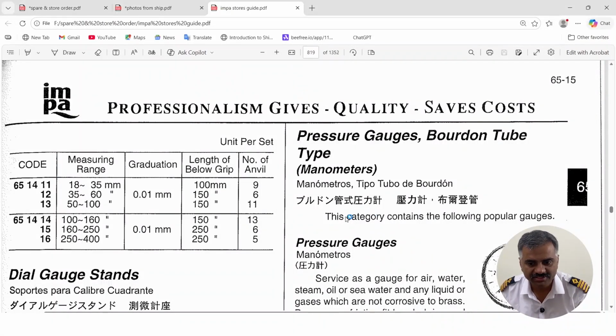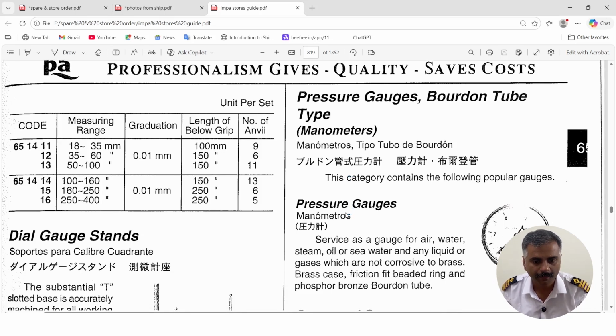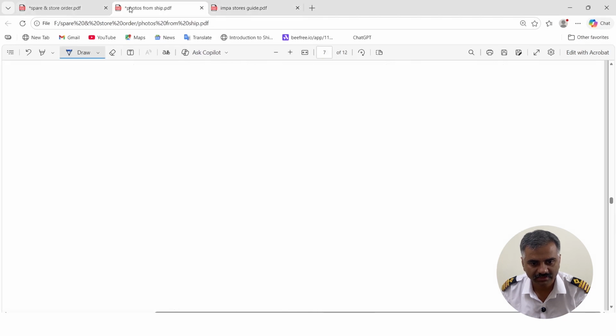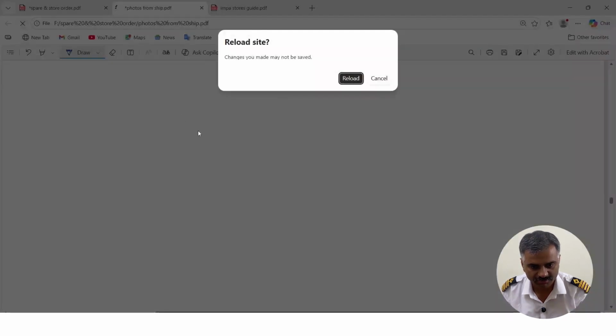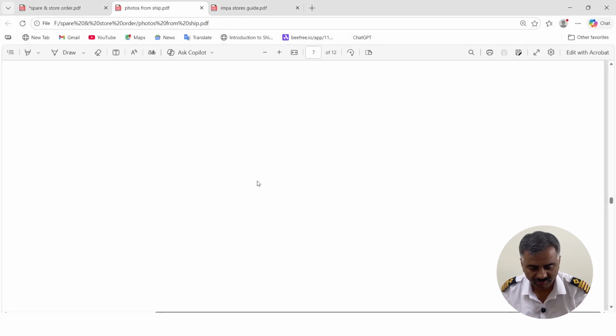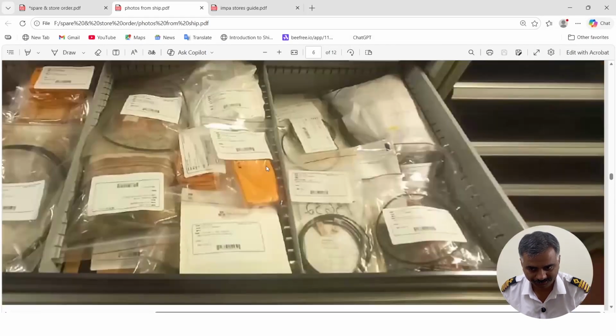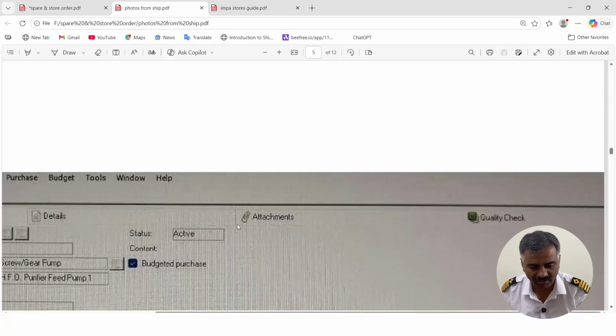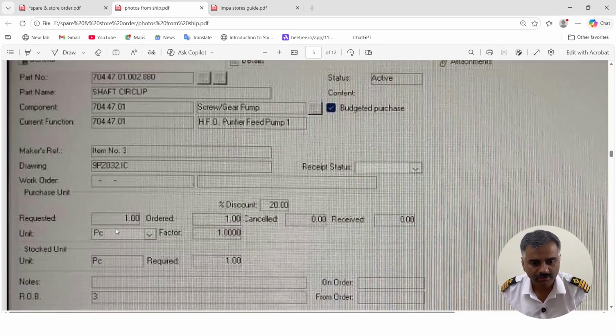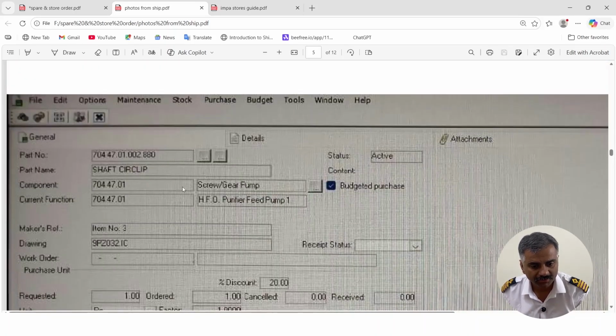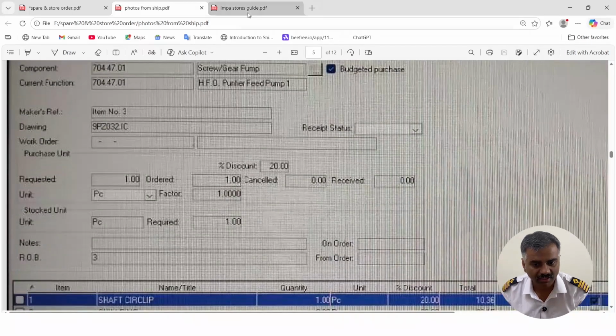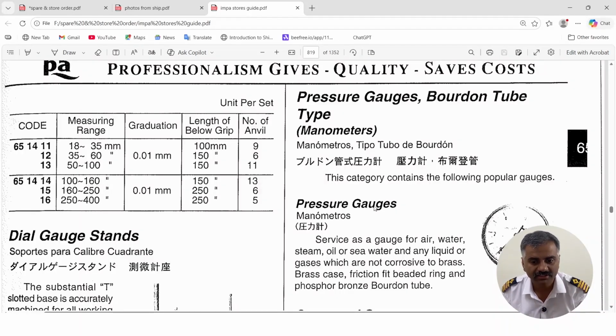So now in this section, guys, we are going to study how to order the pressure gauge from the IMPA book. Similarly, in the fashion that we used to order spares, in the same way your module will open in the company software, and stores have to be entered. Sometimes IMPA codes are directly mentioned in the company software, but sometimes you have to manually make an entry. So for that you have to know the method of how to order it.